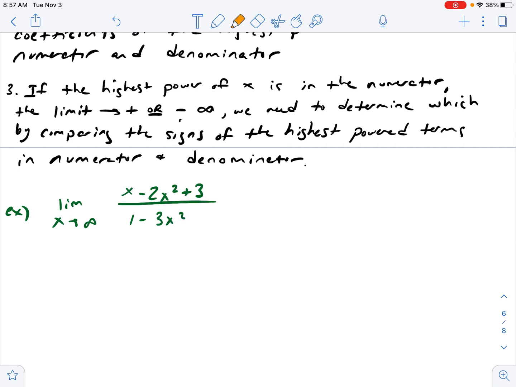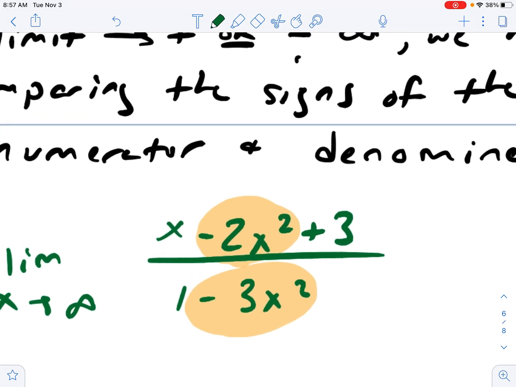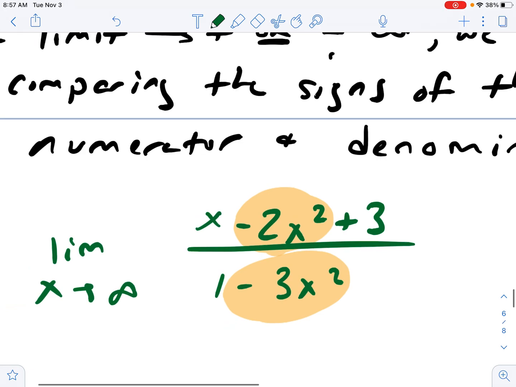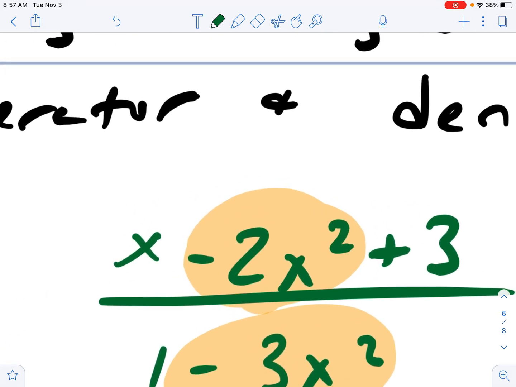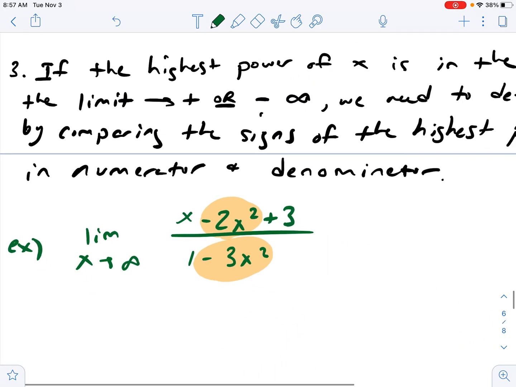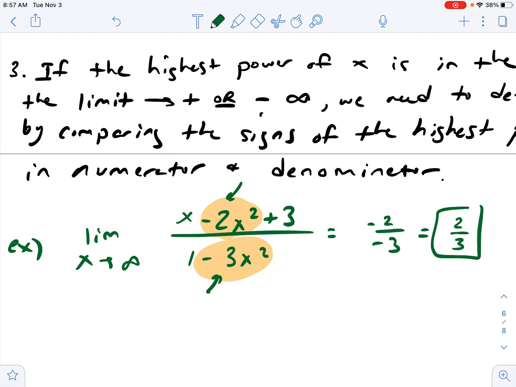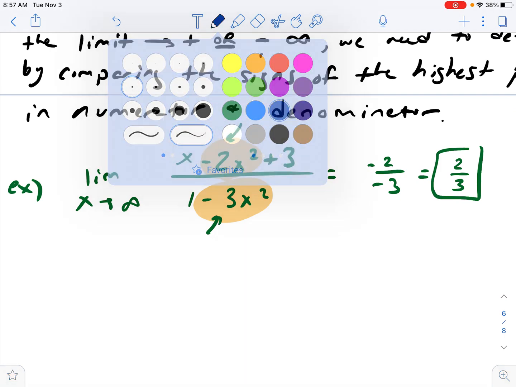So again, the idea is find the highest power of x. Well, here we have the same highest power of x in numerator and denominator. And don't always assume the powers are going to go from high to low. On the AP exam, they'll jumble terms up. You've got to be careful. But we do have the same highest power, so if we simply compare the coefficients here, we're going to get negative 2 over negative 3, or 2/3. And that's it.